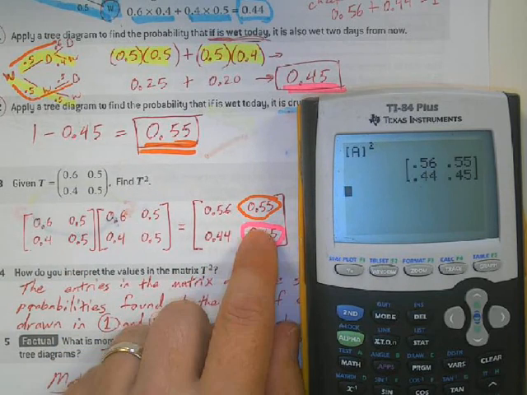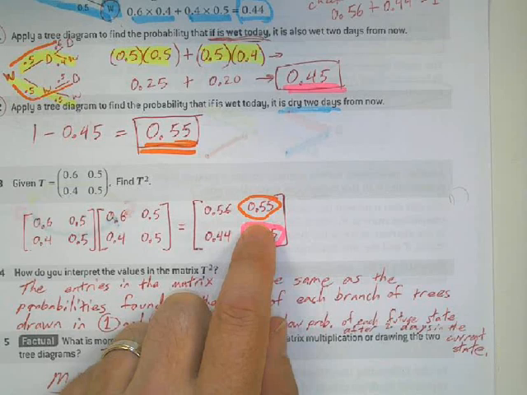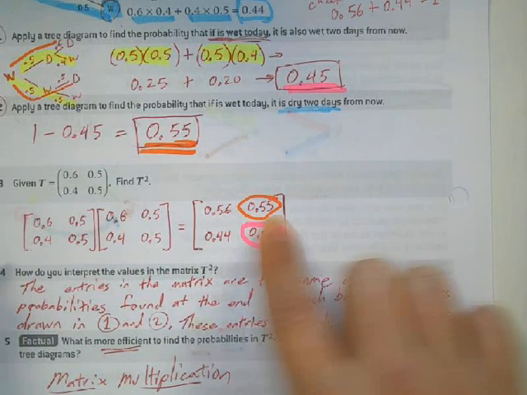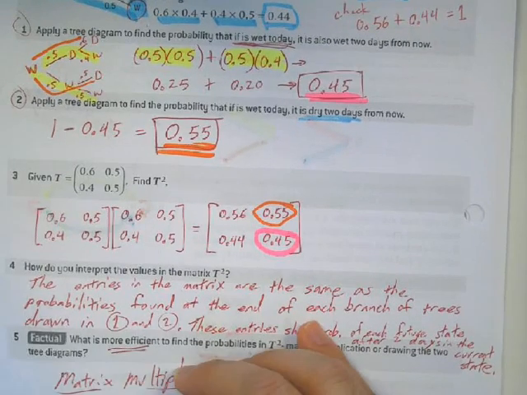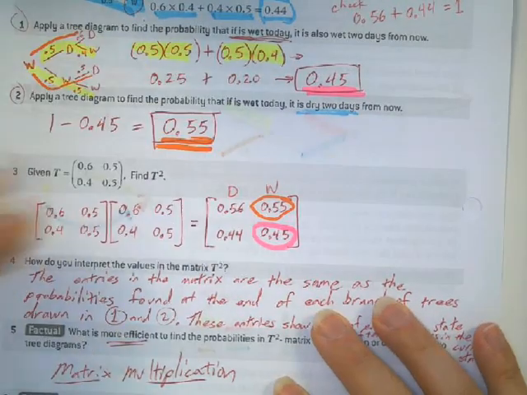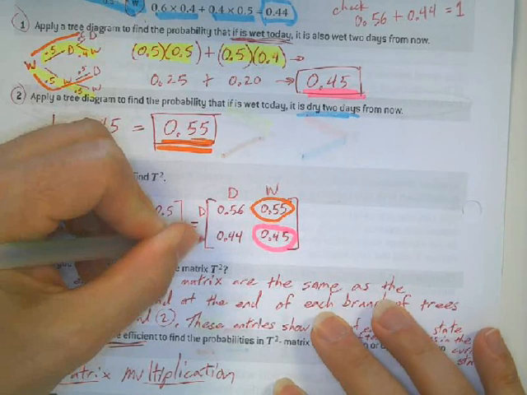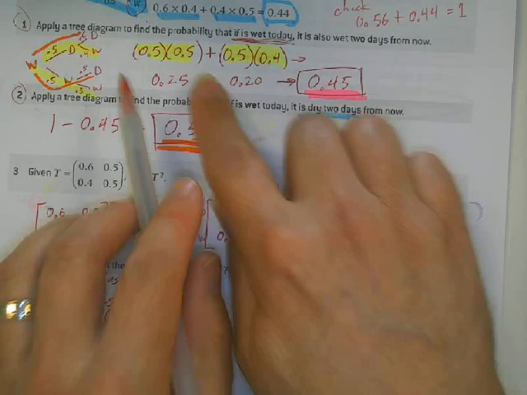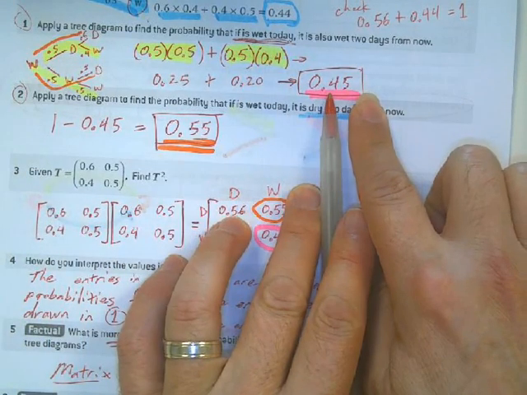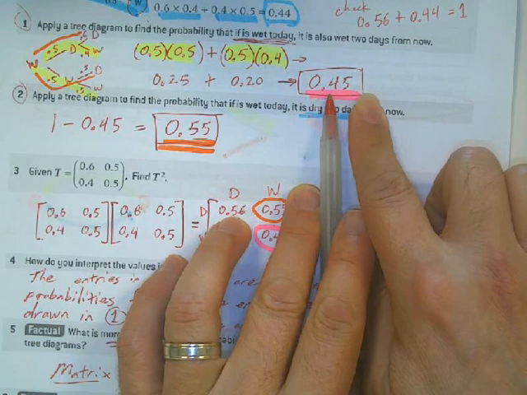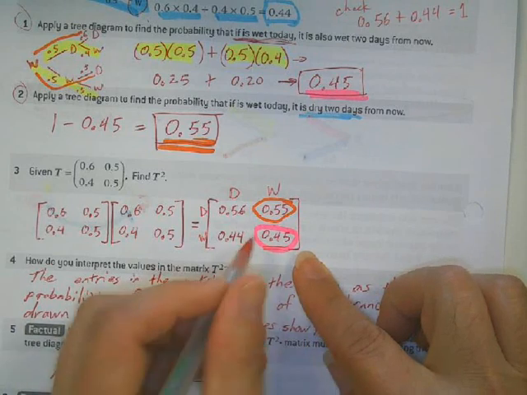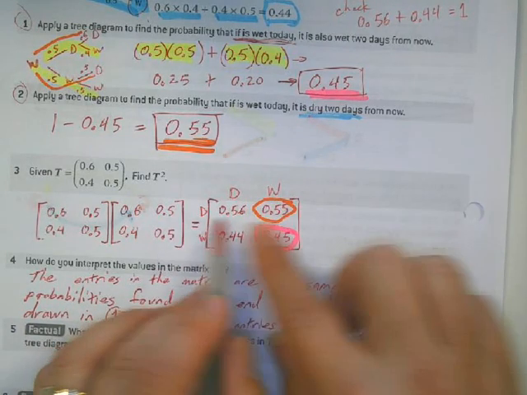And notice the second one here and this one here matches this. So this represents that, okay, this is dry and this is wet, and this is dry and this is wet. So the probability that we started off wet and ended up wet is 0.45. We started off wet and ended up dry is 0.55.